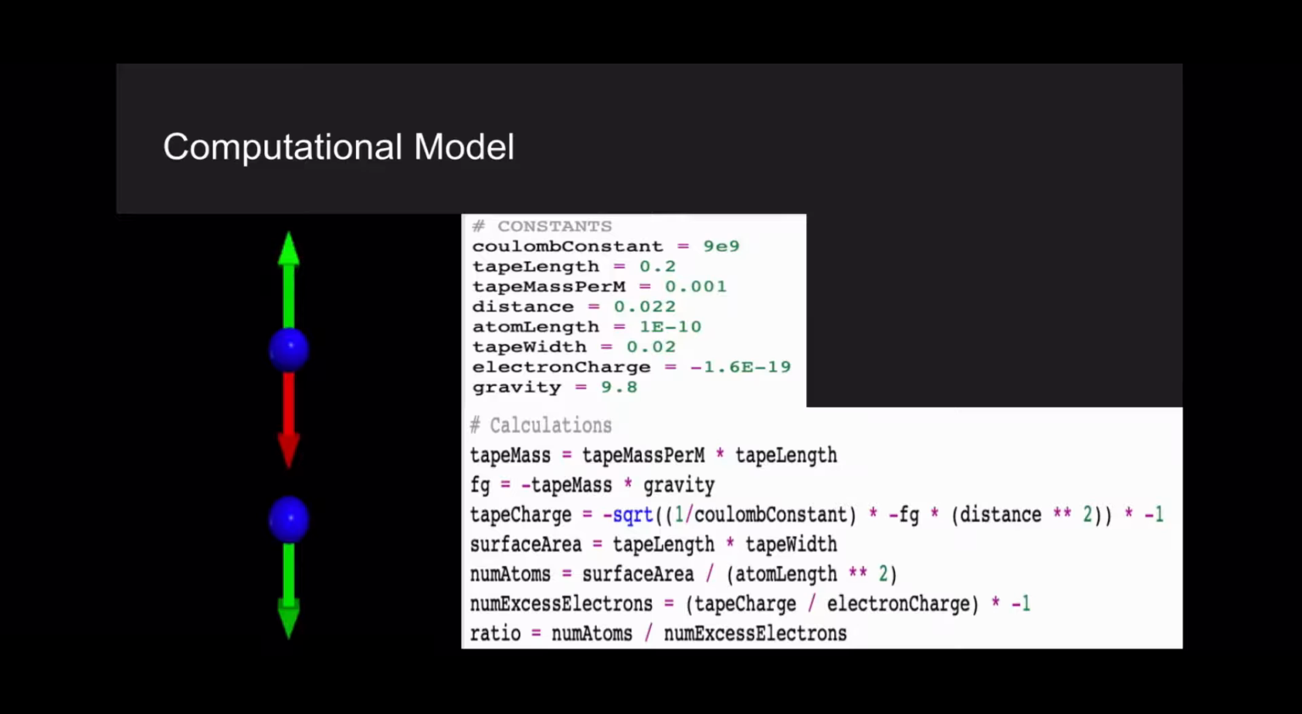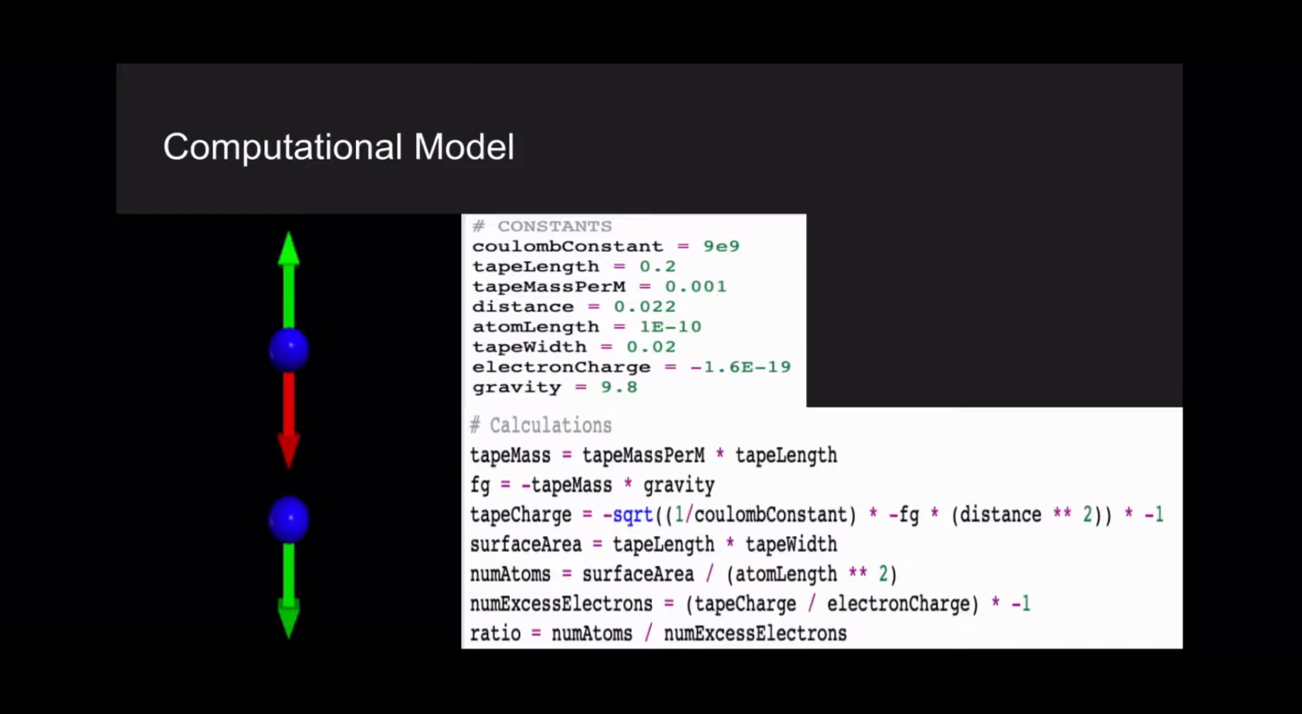This computational model was created on GlowScript. Here are the lines for my constants and calculations in order to get our results for this lab. My constants include the Coulomb constant, the tape's length, the tape's mass per meter, the distance between the two tapes when brought together, the atom length, the tape width, electron charge, and gravity.